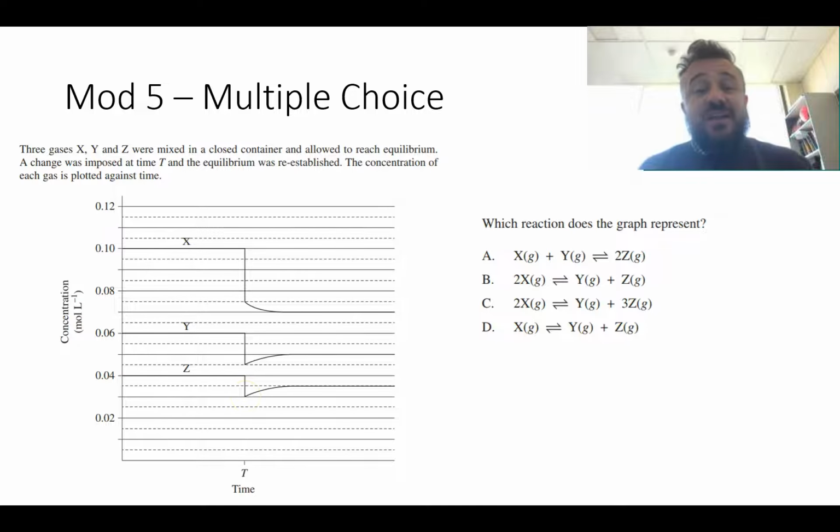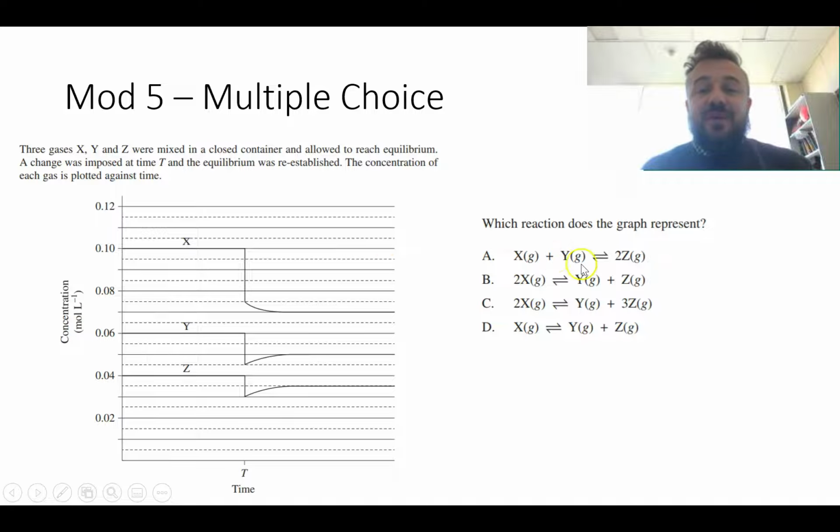Now, according to Le Chatelier's, as the volume has increased, concentration and pressure decrease. So as the pressure has decreased, we now favor the side with the most gas moles, which is why we have this increase in Y and Z.